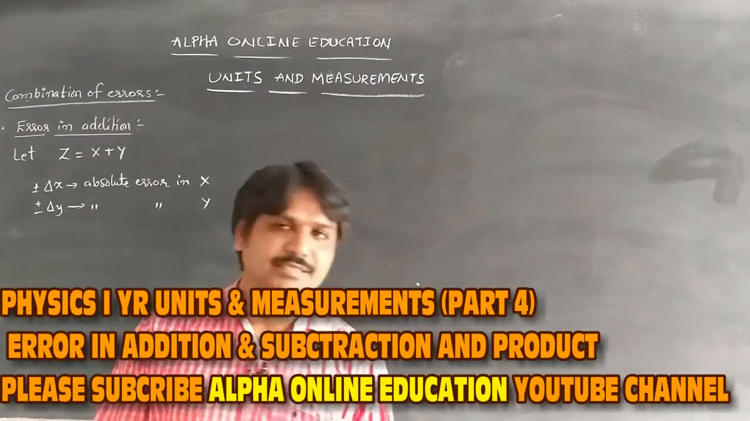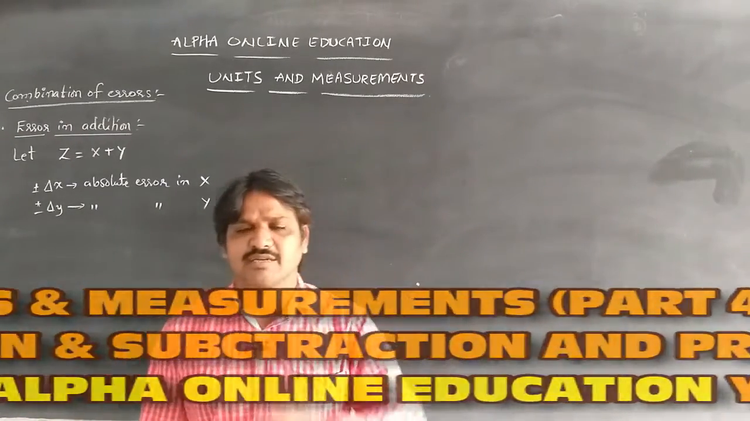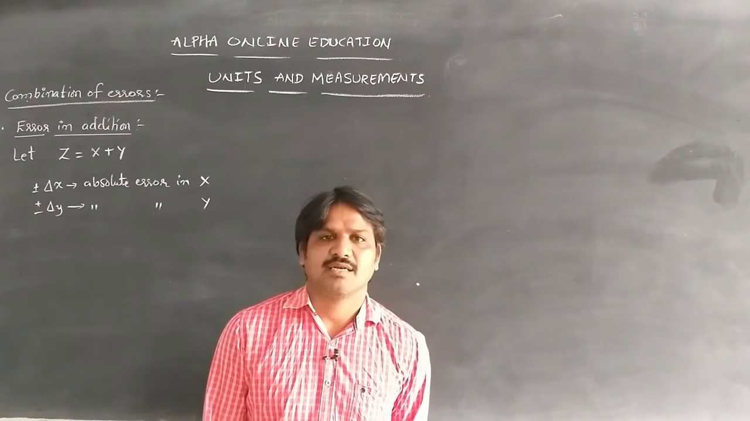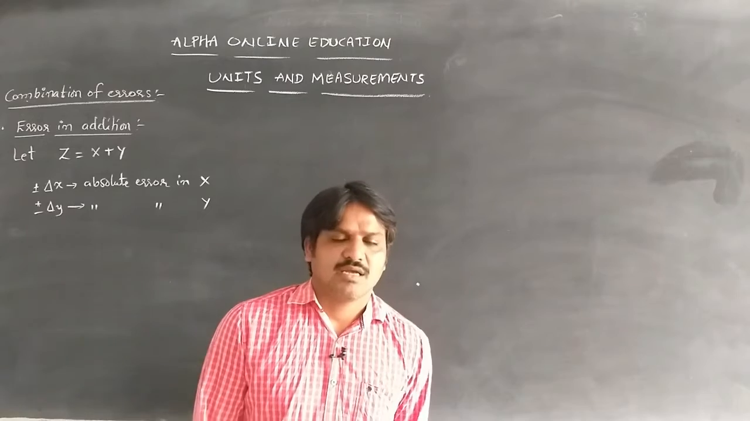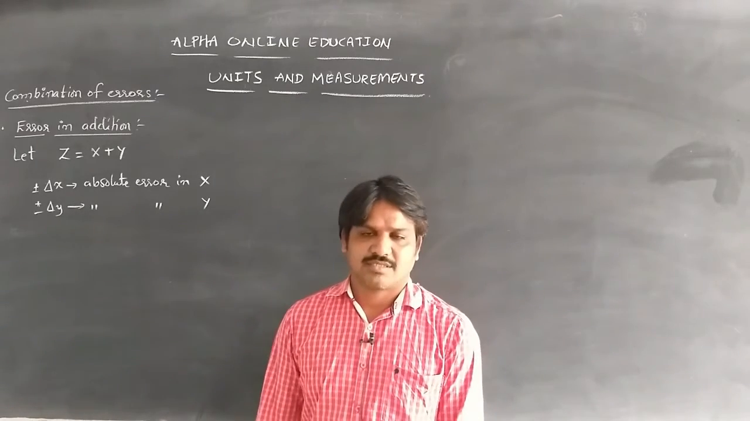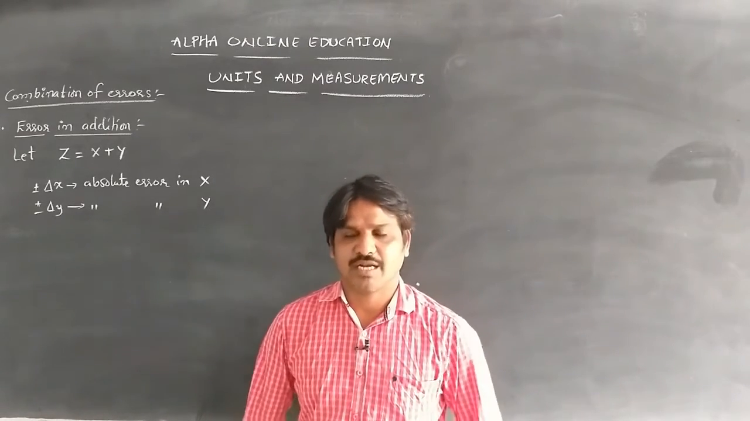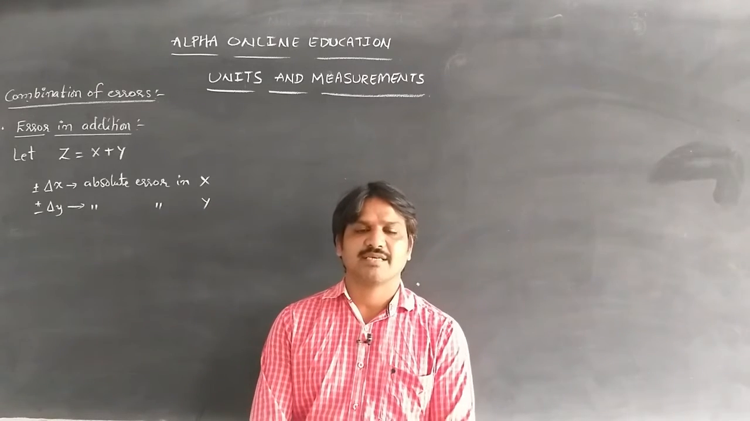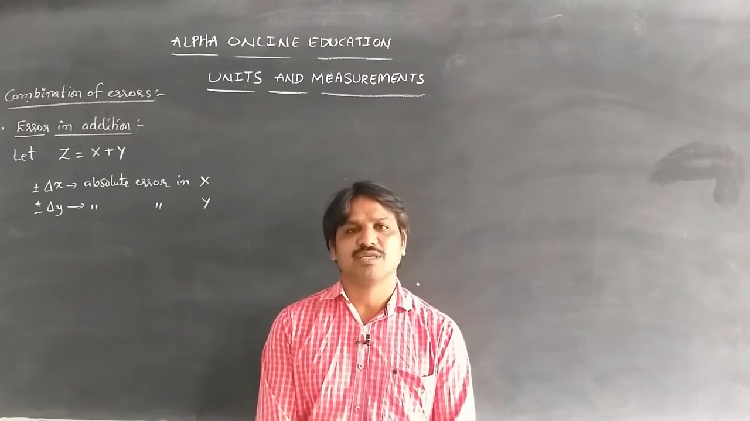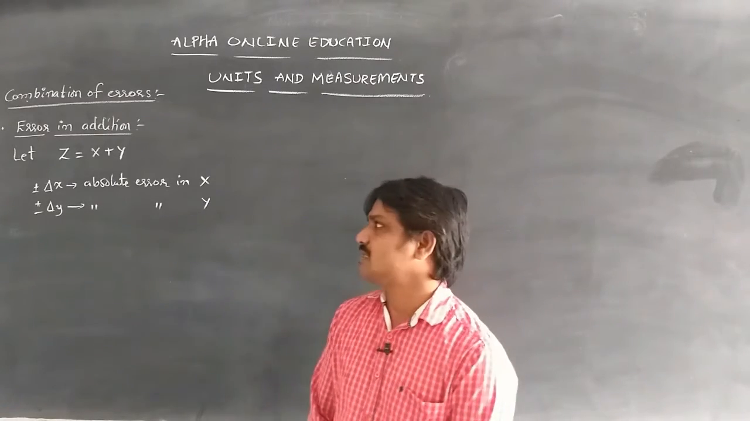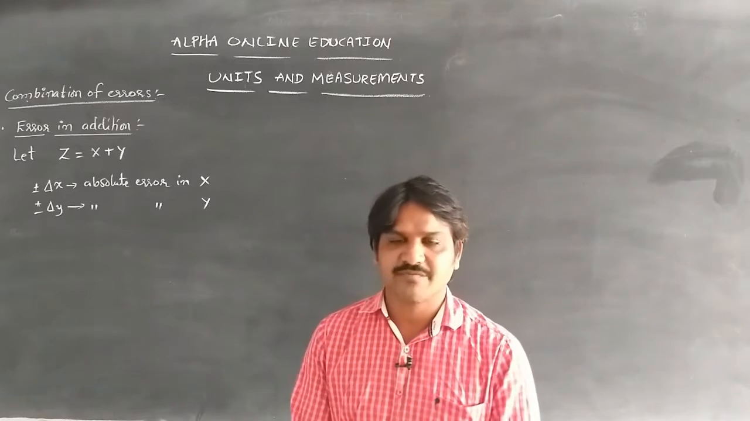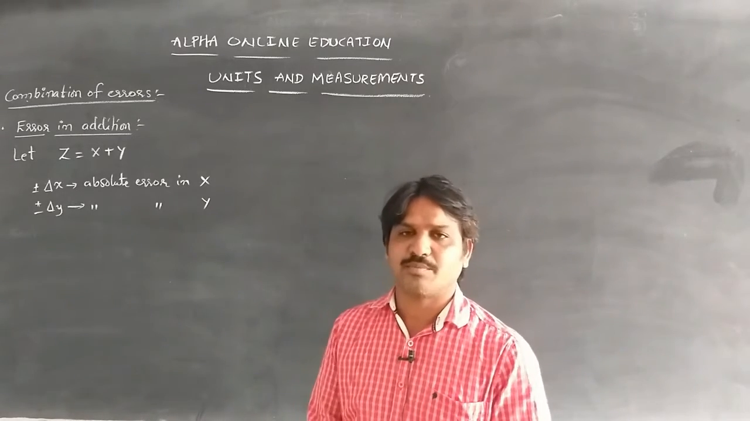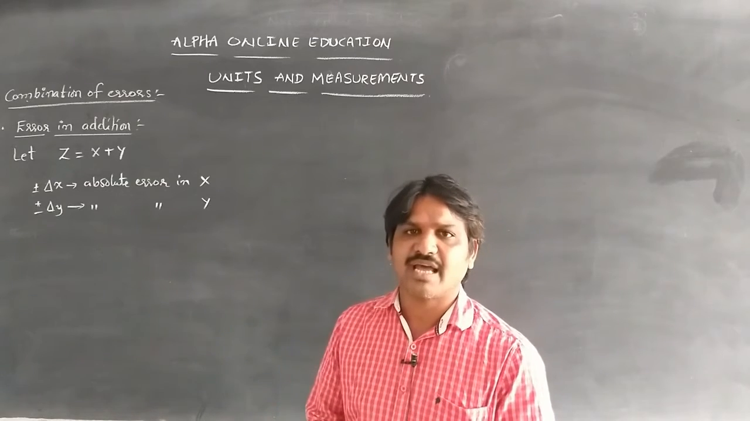Combination of errors. Earlier we discussed the different types of errors, that is systematic errors and random errors and symmetric errors, as well as gross errors and mean absolute error. In the case of mean absolute error, we discussed that if the true value is taken as A, its absolute error is delta A. Same as the combination of errors, if different quantities are added, subtracted or multiplied, how do we find the error in measurement?